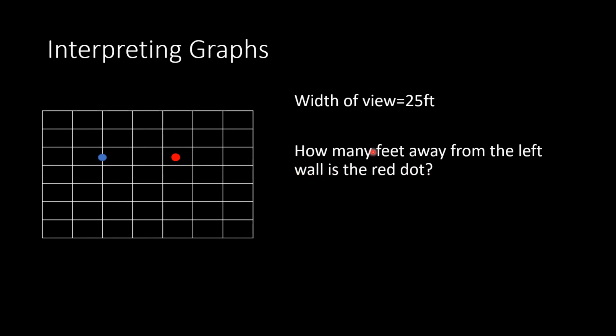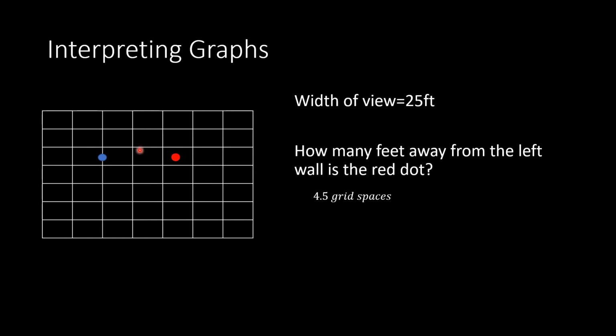And then some questions you'll get asked are basically, what is the distance from one object to another object? So for here, it is how many feet away from the left wall is the red dot. So here's the red dot, and we can count the number of boxes from the left wall, 1, 2, 3, 4, and then 4.5 about. It might not be exactly on the halfway mark, but it's definitely close enough for us to call it 4.5 boxes.